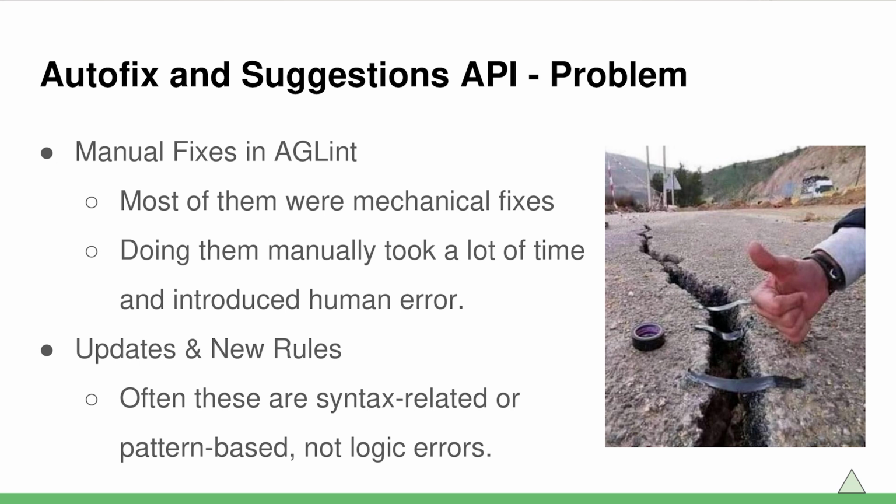So another key change. When we set up AGLint in a new project, we quickly run into lots of small issues, like naming, formatting, and rule changes. These weren't hard, but AGLint couldn't fix them automatically, so we had to do it all manually. It was slow and easy to make mistakes. And after setup, every time AGLint updated with new rules or changes, we got even more issues. These were mostly small fixes, but without automation, it took a lot of time to clean them up.